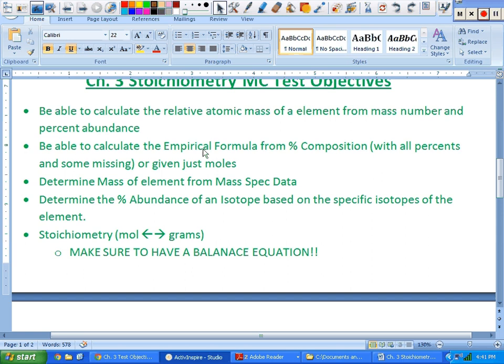Be able to calculate the empirical formula from percent composition. Guys, I'm going to be honest with you. This multiple choice test, some of them are a little hard, and that's why I'm going to give you the calculator. These questions are designed to be done without a calculator. I give you 22 grams of carbon dioxide, and I want to know how many moles that is. What is the molar mass of carbon dioxide? 44. What is 22 divided by 44? They're designed to be done mathematically without a calculator.